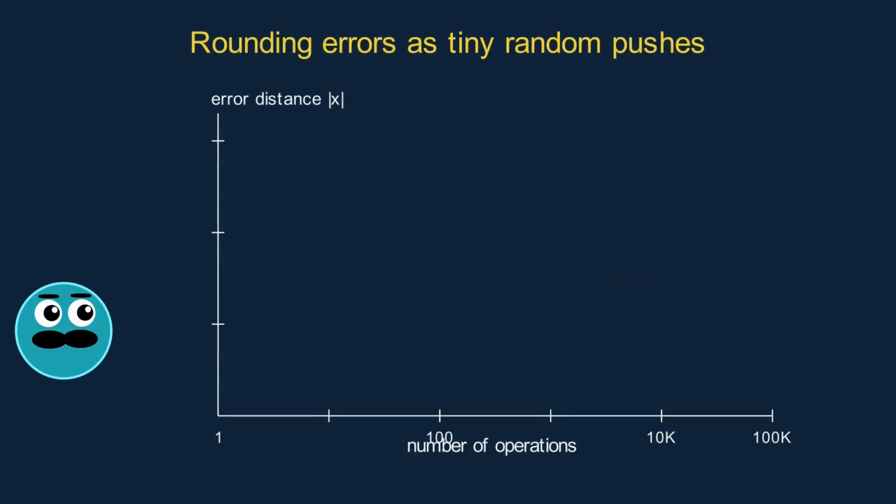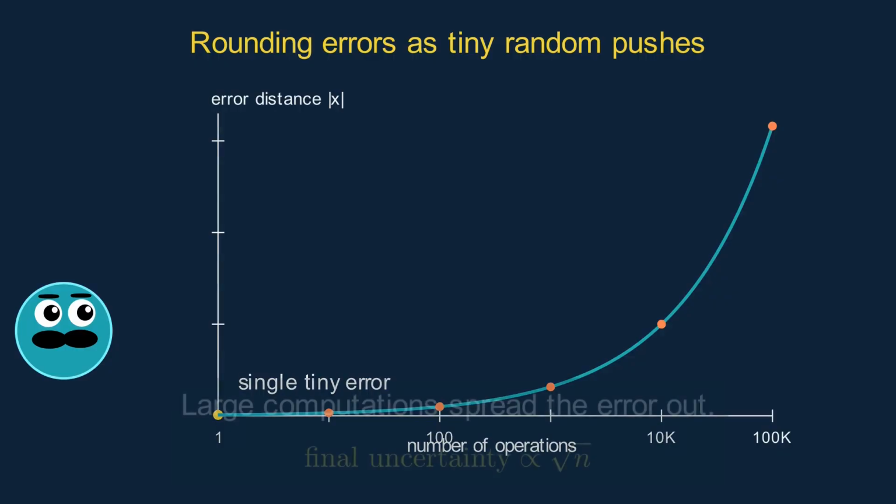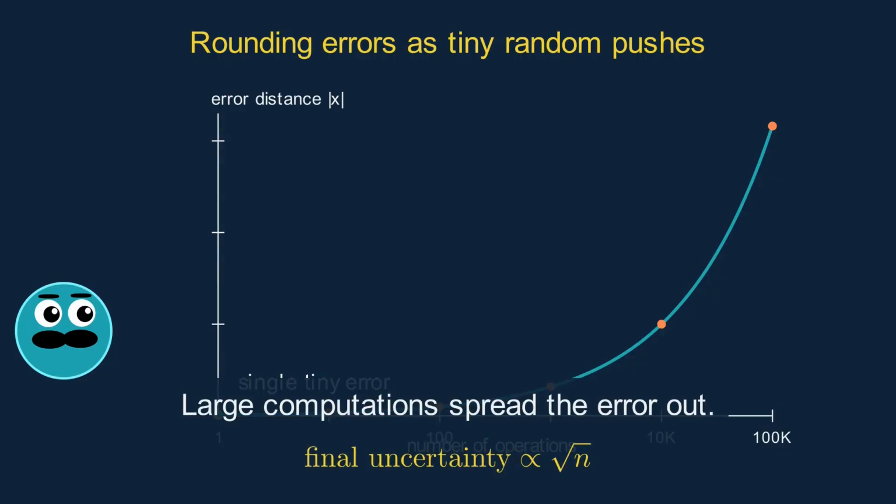That is why rounding errors can become a problem. A single rounding error is tiny, but a large computation can involve millions, billions, or even trillions of operations. If every operation gives the result a tiny random push, then the final error behaves like a random walk. So the more complex our calculation becomes, the more our final precision can be limited by these accumulated errors. And to understand why this happens, we need to understand random walks.